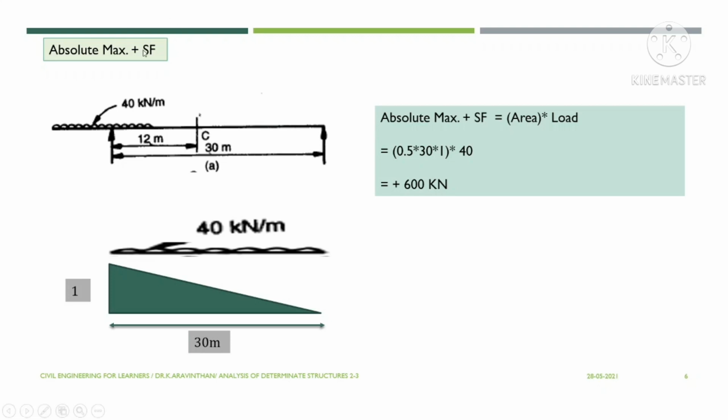So if I want absolute maximum positive shear force, I am placing the load just right hand side to the support A. I will be having a positive triangle, and the area of this triangle will be 0.5, that is half, breadth is 30, height is 1, into the load distance. The load will be 40. So if I multiply that, I will be getting 600 kilonewton.